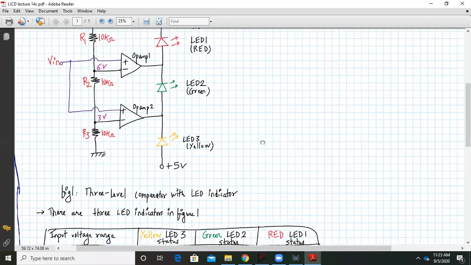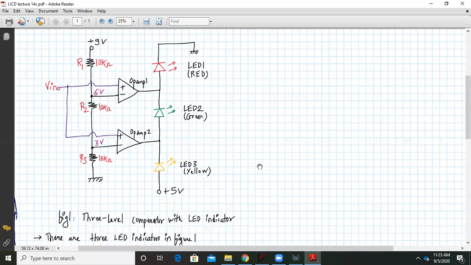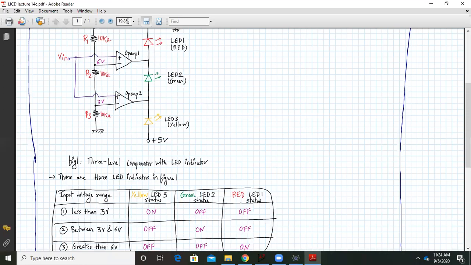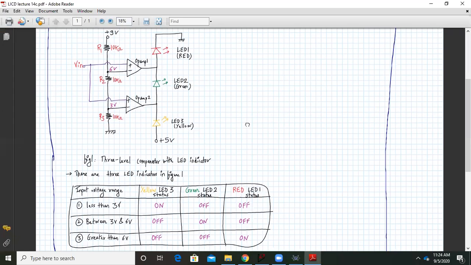Now let's begin how the circuit will work. This is basically called a two-level comparator with LED indicator. Okay, now let us check out the table. I hope that this is visible.